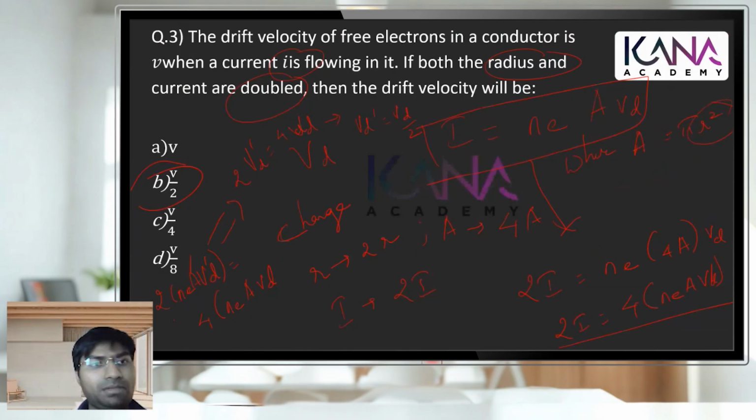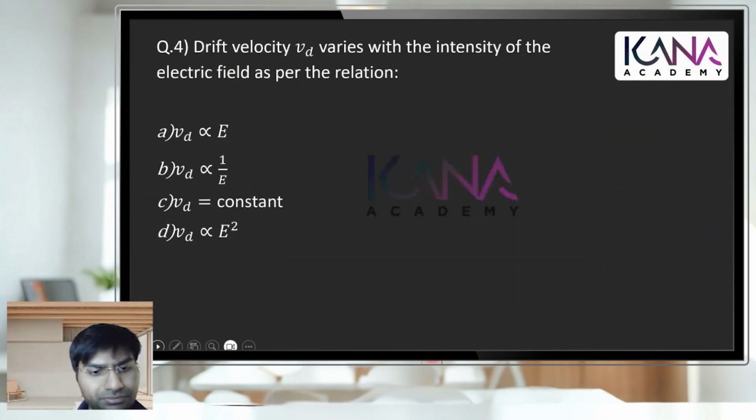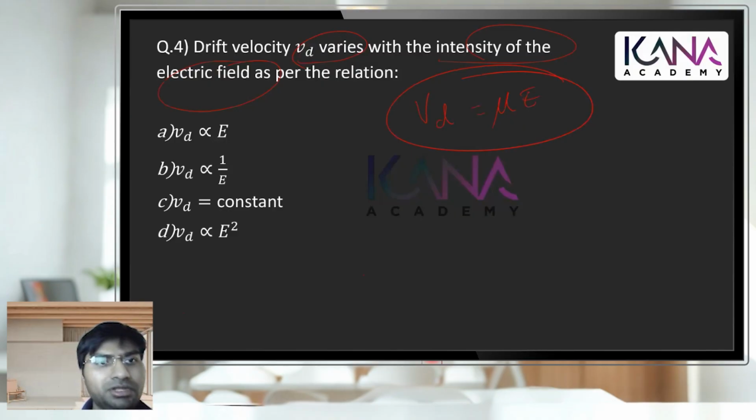Another question. The fourth question: the drift velocity v d varies with the intensity of the electric field as per the relation. They are asking about the relationship between drift velocity and electric field. The simple formula is v d equals mu times E. Mobility mu is constant for a given temperature, as we saw in the first question. So v d is directly proportional to the electric field.